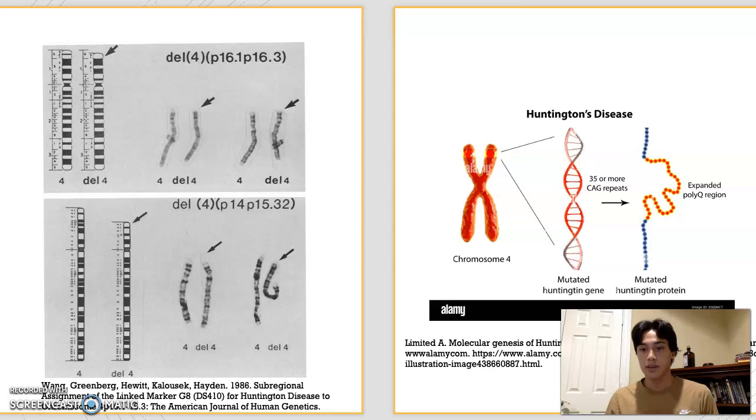In the right figure, we have a simple 3D rendering of Huntington's disease effects on chromosome 4, the HTT gene, and the huntingtin protein.